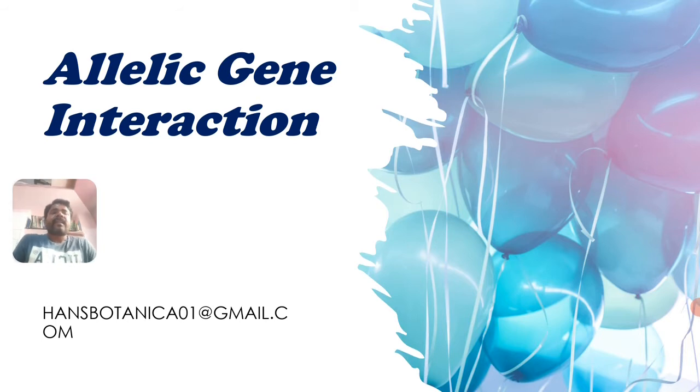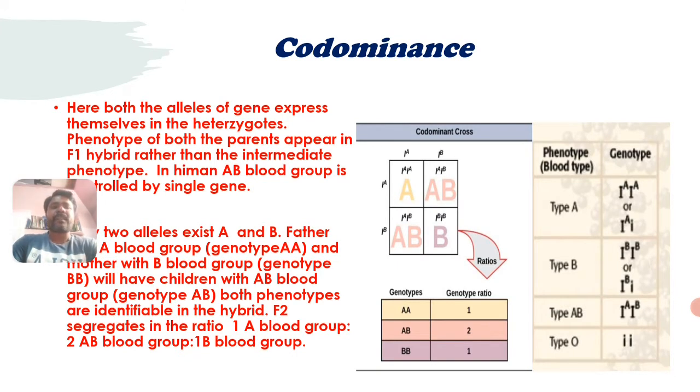the F2 generation. In that F2 generation, the phenotypic and genotypic ratios are the same, 1:2:1. One is a red color flower which is homozygous, two are heterozygous pink colored flowers, and one more is the homozygous white colored flower. So in allelic gene interaction there is one more example, that is codominance. Let us study about the codominance here.